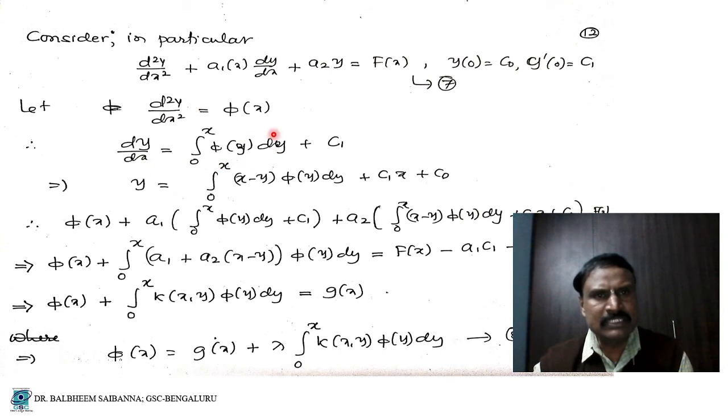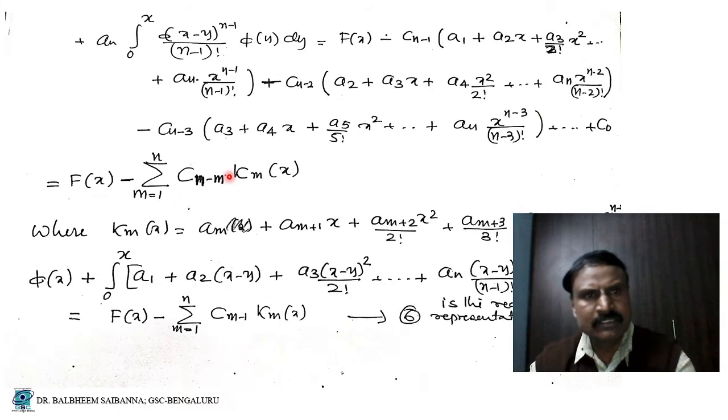But in the right hand side, phi of x we have converted in terms of a definite integral, so we can change the variable x to y. So that is why we are writing in the right hand side phi of y dy. This is the integration constant c1. Then how can we find this c1 value? dy by dx, y dash of 0 is c1, this is c1. Okay, then again integrate this, y equals integral 0 to x, x minus y phi of y dy.